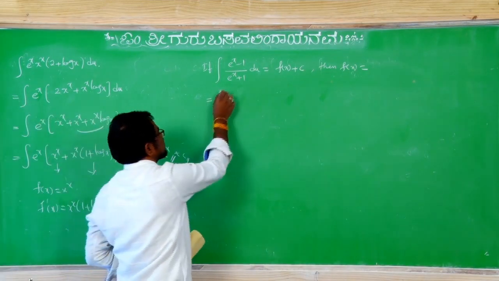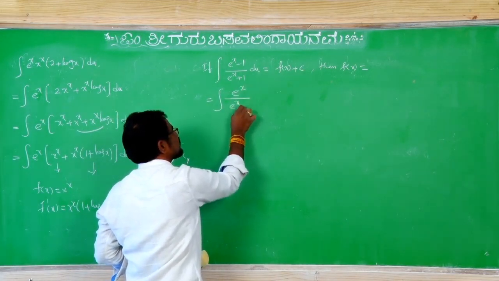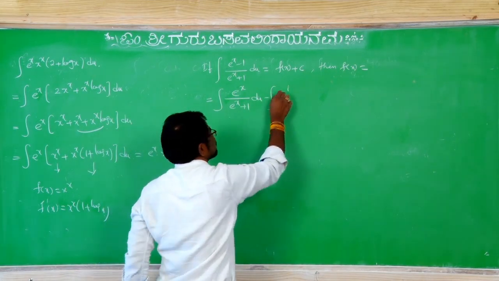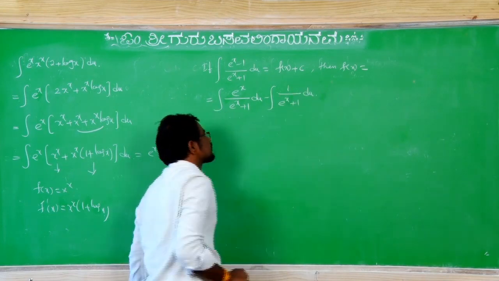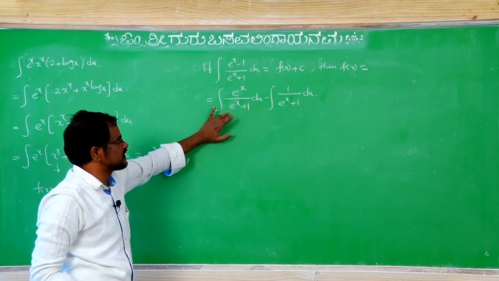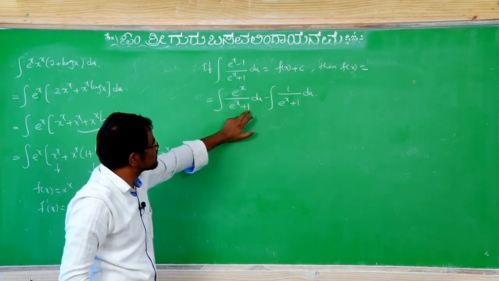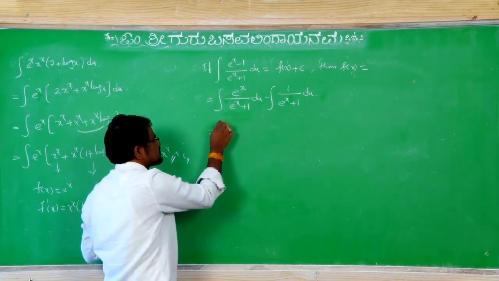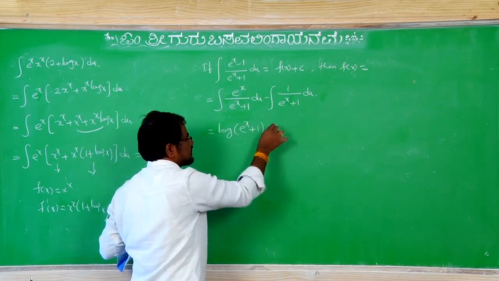So this can be written as, split the terms, integration of e power x by e power x plus 1 dx minus integration of 1 by e power x plus 1 dx. Once you observe, it is in the form of f dash x by f of x form. So this is f of x. If you take differentiation of e power x plus 1, it is e power x. So f dash x by f of x form is log of f of x.